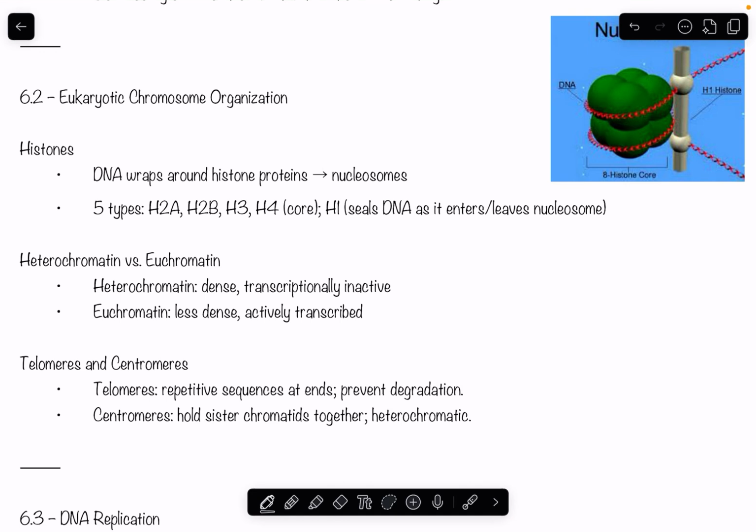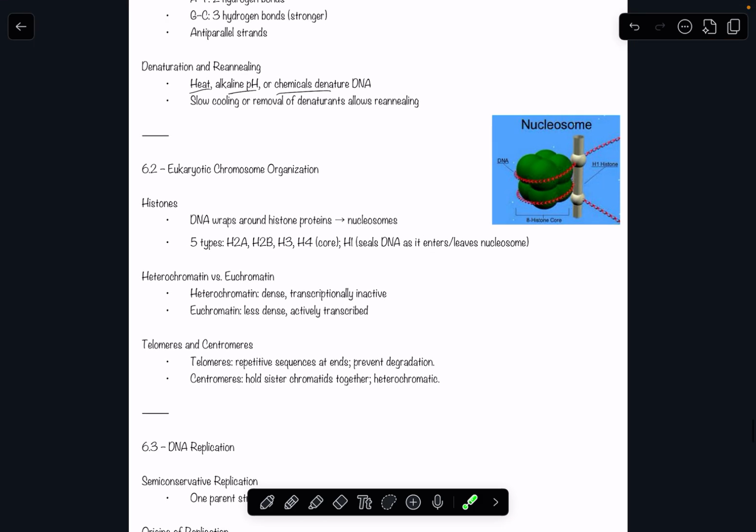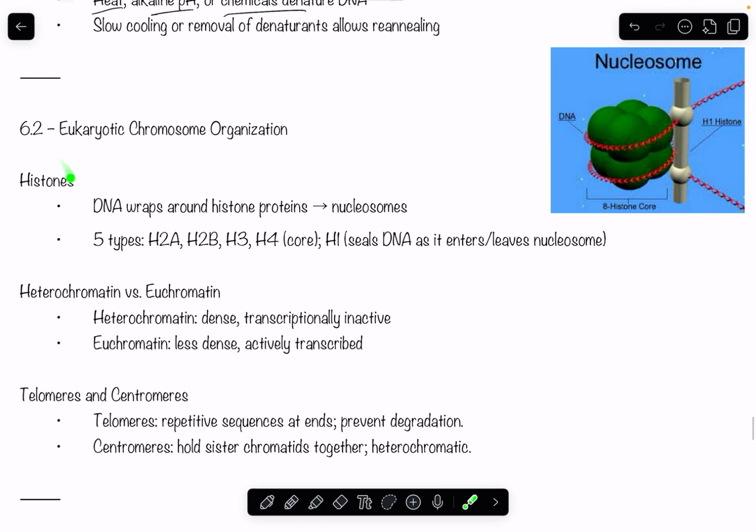Welcome back. So we're going to continue our discussion on biochemistry, and then we're going to look at eukaryotic chromosome organization. Pretty important concepts here, so let's get right into it. So first, we need to talk about histones.